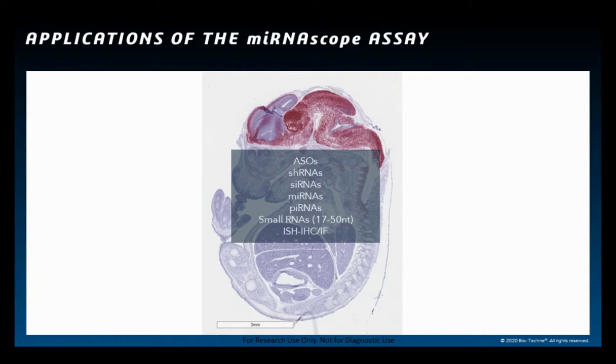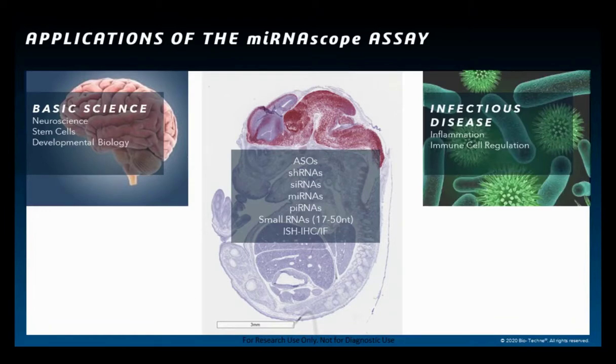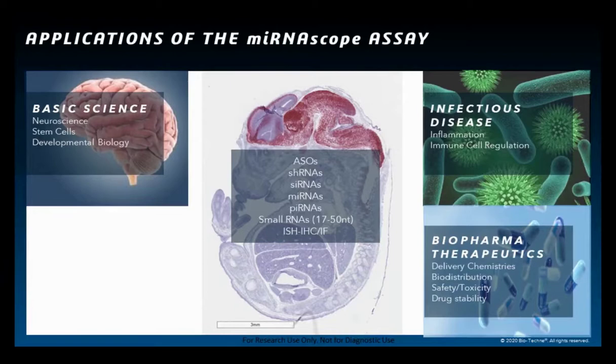Now, these are all the key research areas where miRNAscope has made an enormous impact. First is basic science. This is in terms of neuroscience, stem cell, and developmental biology research. Next is in terms of infectious diseases, in particular with a focus on viral infections and also immune cell regulation. Next, in terms of biopharma therapeutics, as I mentioned, siRNAs and ASOs have gained a lot of attention as novel therapeutic agents, and we'll discuss a few of them in the later parts of the webinar today.